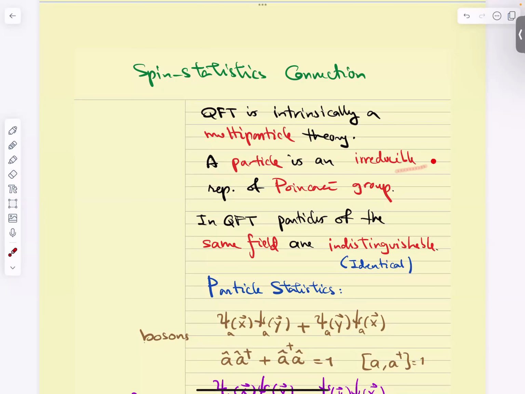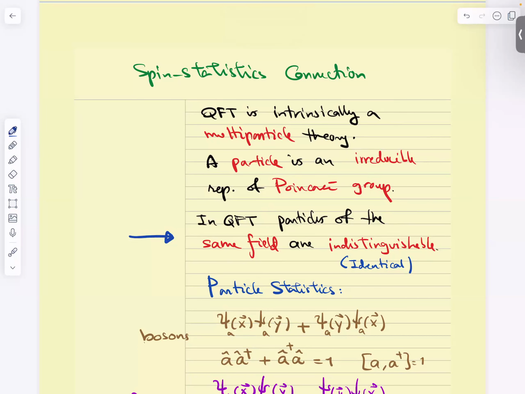A particle, we said, is an irreducible representation of the Poincare group. So what are two particles? A tensor product of two representations. And this is actually a very, very deep statement: in quantum field theory, particles of the same field are indistinguishable. This is a result of quantum field theory. Can you see why?